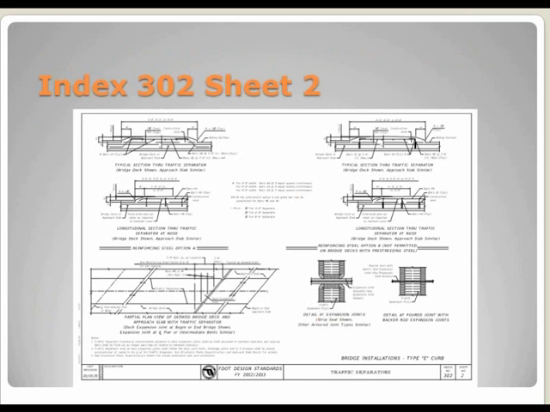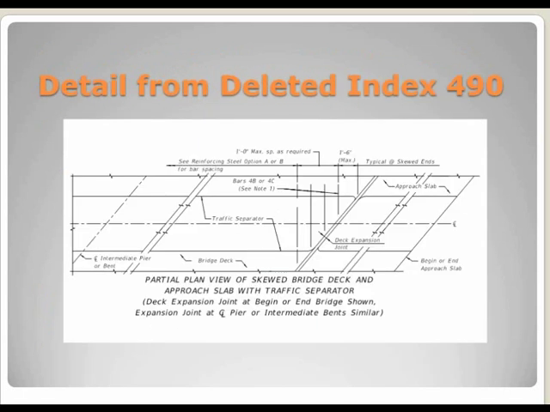We're going to start with Index 302, Sheet 2. Since Index 490 was deleted, we added the detail for the skewed bridge deck to this index so that you still have that detail, but now it's located in Index 302, Sheet 2.